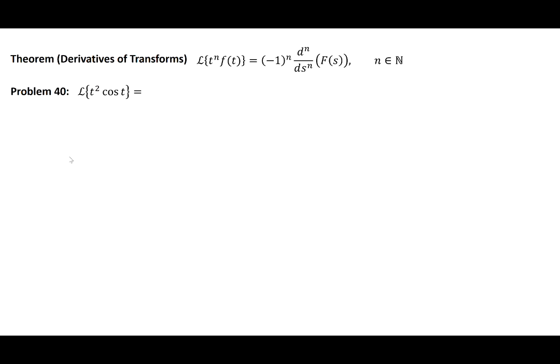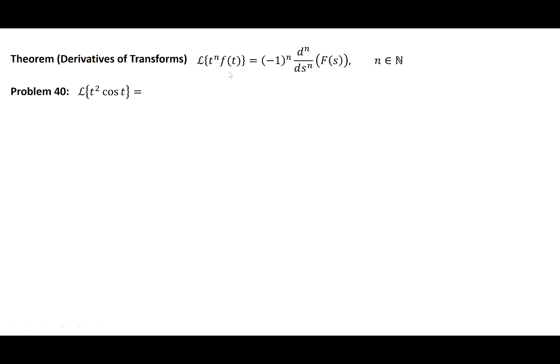According to the right hand side, what do you think we need to do? N is 2, so the first part, negative 1 to the n, becomes negative 1, the quantity square. D square, ds square of f of s. What in the world is f of s? Laplace of f of t. What is f of t here? Cosine t. You see how simple that is? That's the idea. Pattern recognition, folks. Math is just nothing but pattern recognition to a large extent.